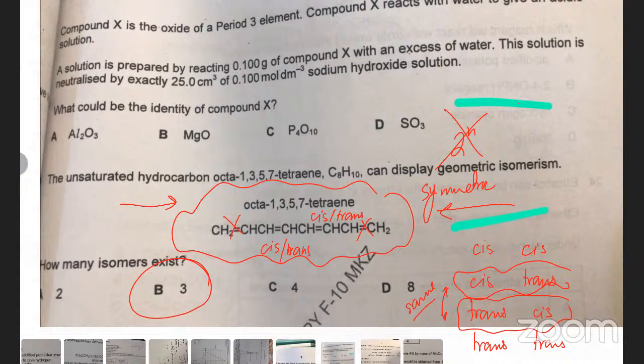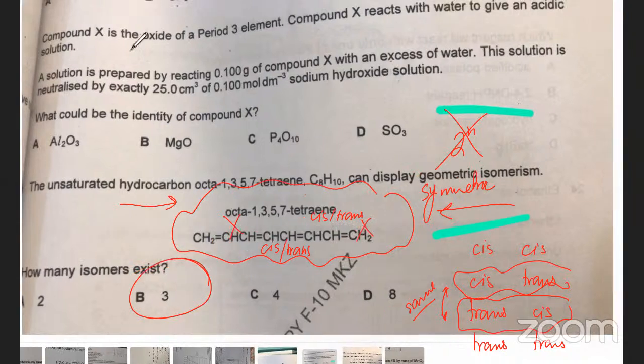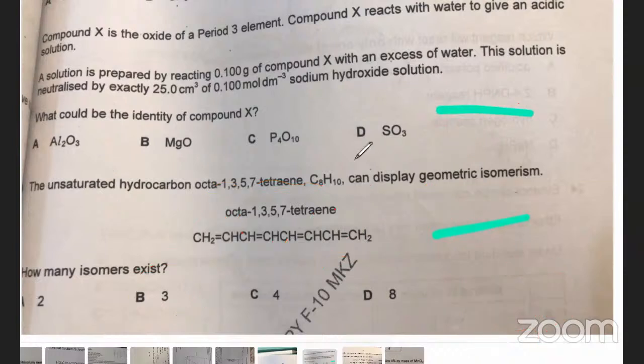So there's a compound X in period 3. Compound X reacts with, I guess that's water, to give an acidic solution. What could be the first one? Who's going to make an acidic solution out of all of these? It's going to be C or? They're the ones that are going to make an acidic solution.